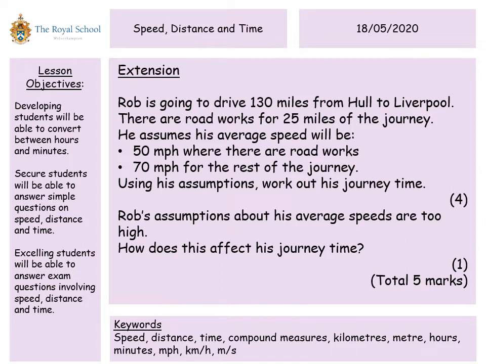So Rob is going to drive 130 miles from Hull to Liverpool. There are roadworks for 25 miles of the journey. He assumes his average speed will be 50 miles per hour when there are roadworks and 70 miles per hour for the rest of the journey. Using his assumptions, work out his journey time. And we've got a part 2 here as well. Rob's assumptions about his average speeds are too high. How does that affect his journey time?